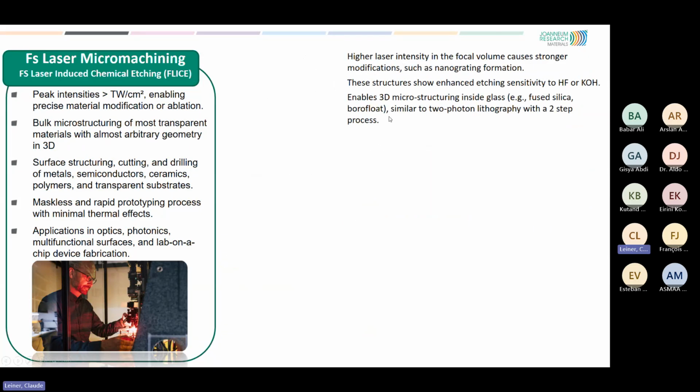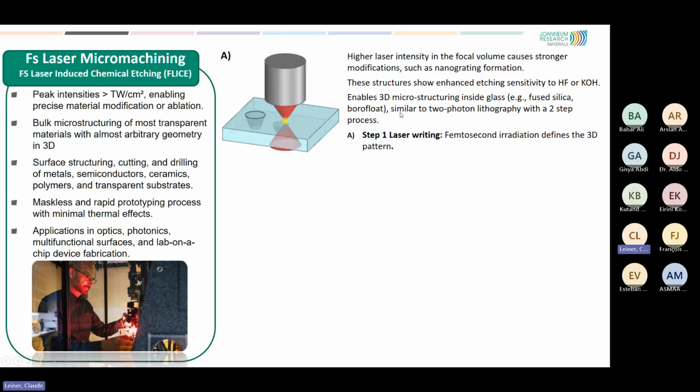Then when you have higher laser intensities, it becomes not only a densification or rarefaction of the materials, it is really changing the crystal structure for this nanograting formation. And these structures show an enhanced etching sensitivity, for example, to HF or KOH. And this enables a 3D microstructuring inside the glass, for example, with the FLICE process. FLICE stands for femtosecond laser-induced chemical etching.